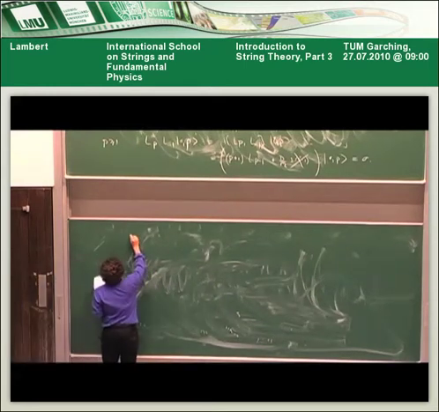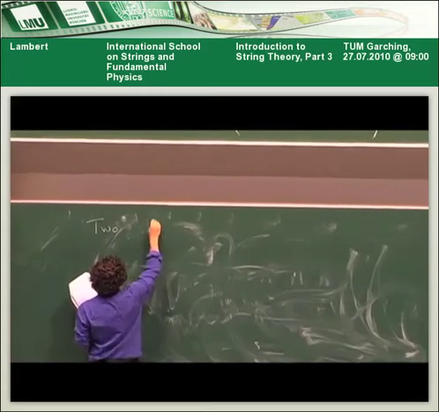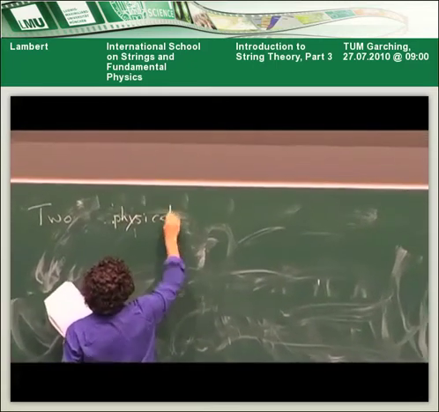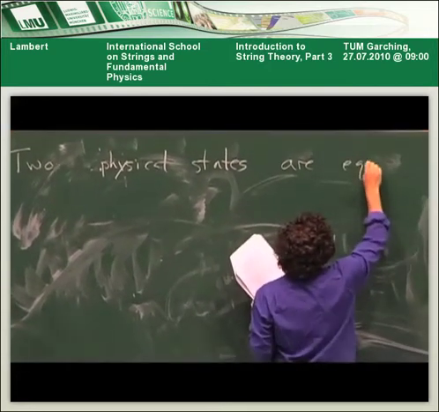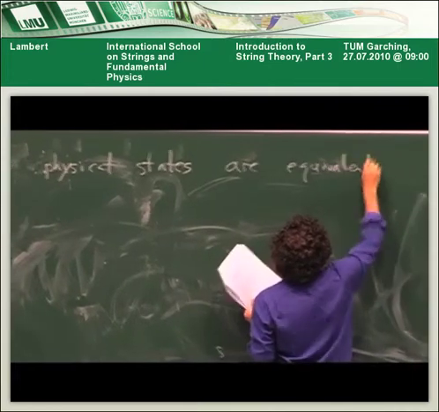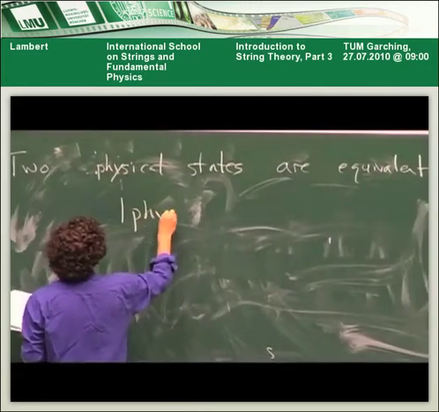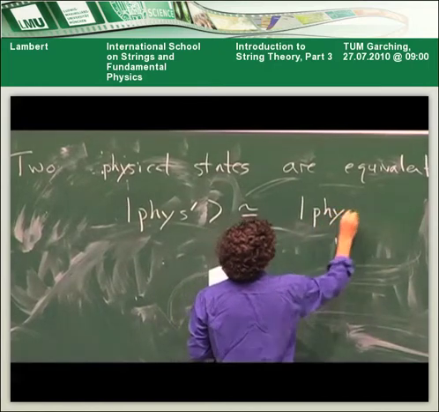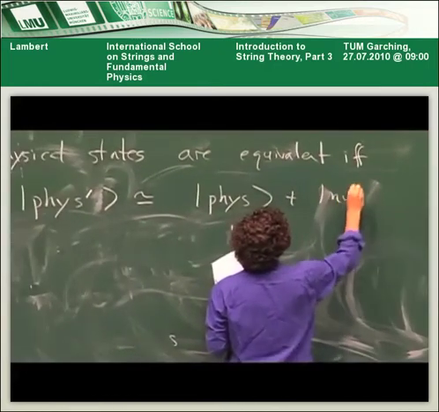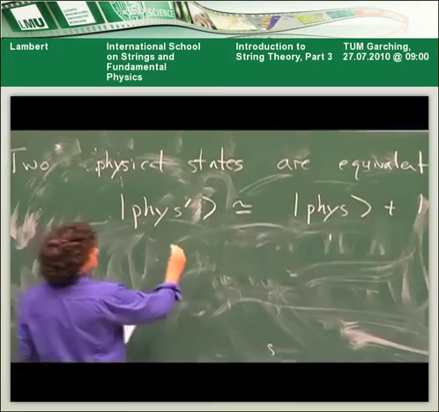So, two states, two physical states, are equivalent if and only if they differ by a null state. So one physical state is equivalent to another physical state plus any null state. So this defines an equivalence relation, and you can mod out.